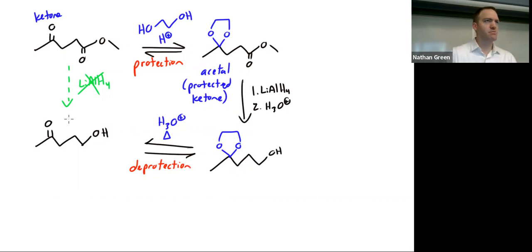I can't just add lithium aluminum hydride. It would wreak havoc on both sides of this molecule. I can mask my ketone, run the reaction I want, and then unmask the ketone later on so that it only reacted half that molecule.